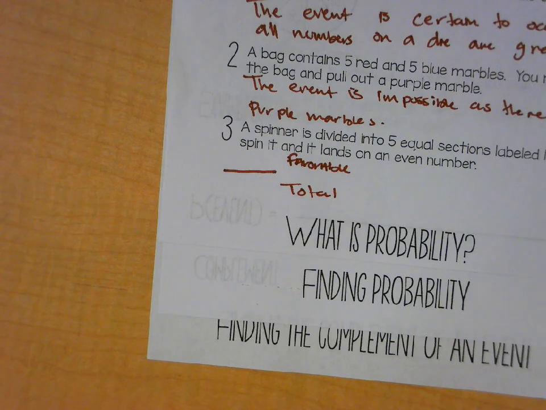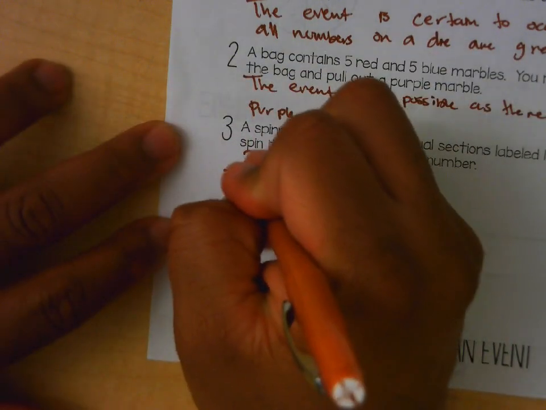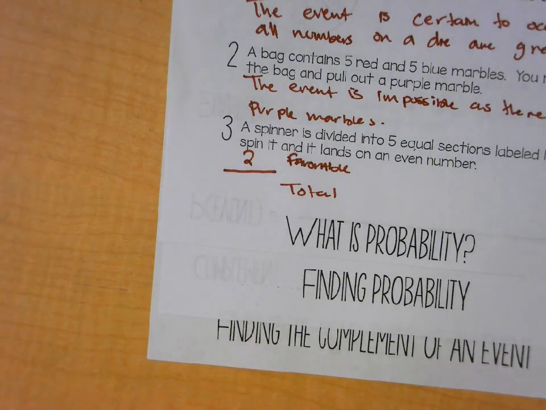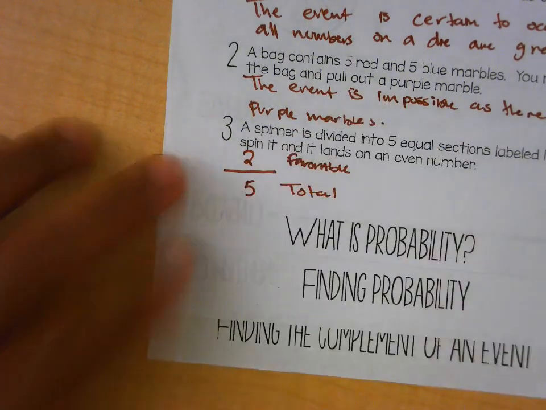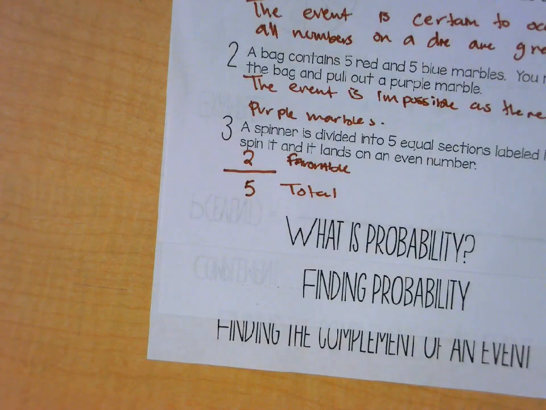How many favorable outcomes are there? If I'm looking at even numbers between 1 and 5, there's 2. It's 2 and 4. So there's 2 favorable outcomes. How many total outcomes are there? 5, because there's 5 sections on that spinner. So it's 2 out of 5.